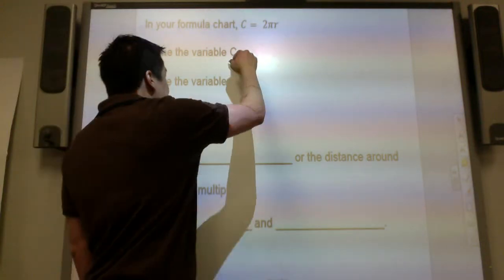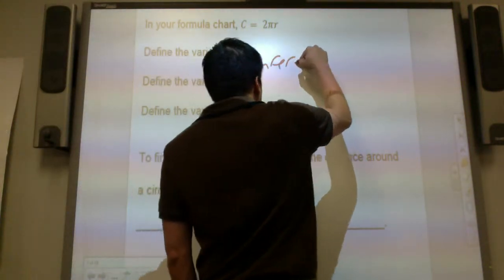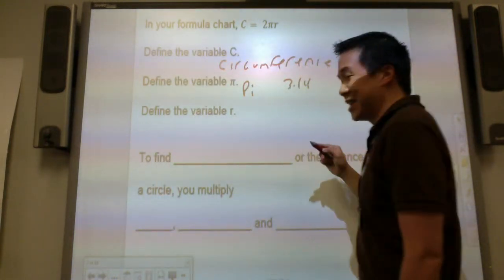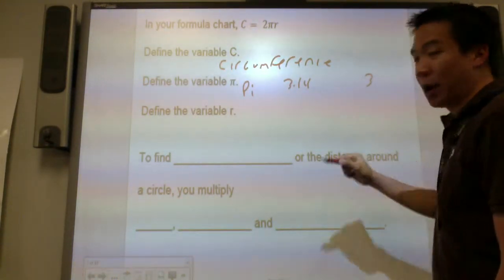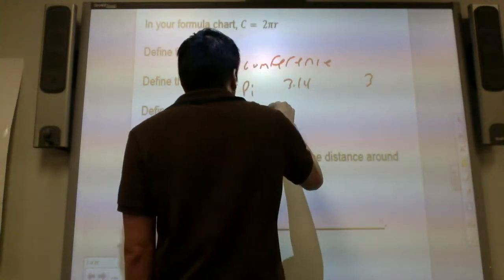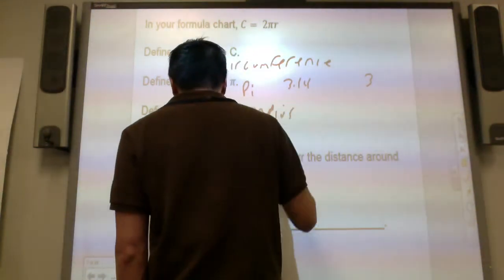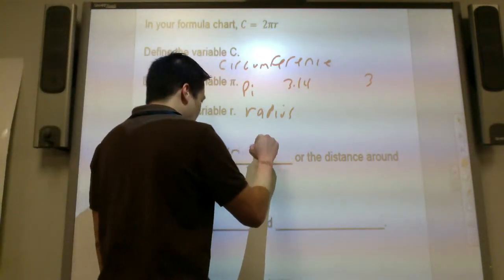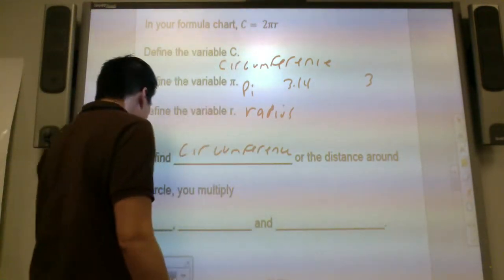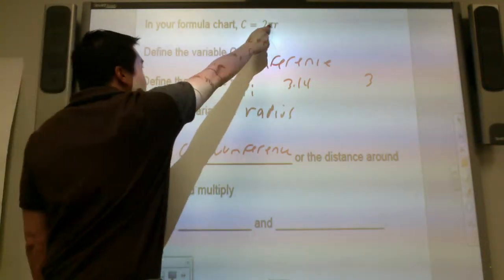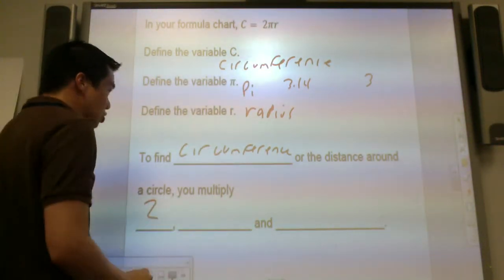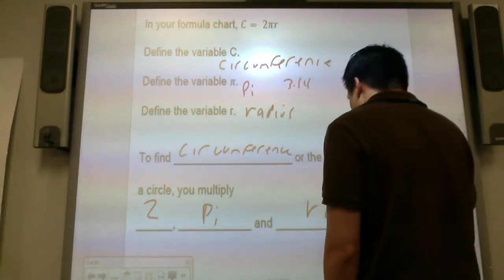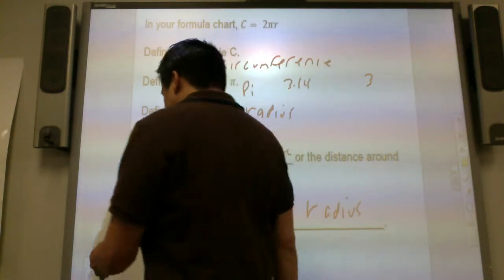Define this variable C. C stands for circumference. Pi stands for pi, 3.14 for an exact number, or just 3 for approximation. Define the variable r. R stands for radius, which is half of a diameter. To find circumference, or the distance around a circle, you multiply 3 quantities: the number 2, the number pi, and the length of the radius.